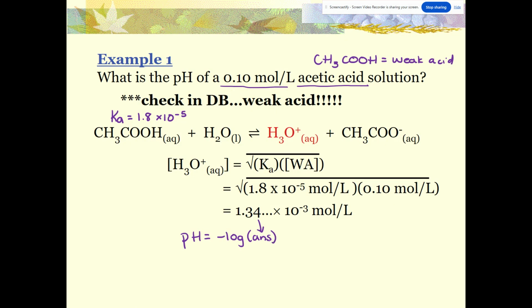So if I go 1.8 times 10 to the negative 5 times 0.10, square root that answer, then take the negative log of that answer, exactly as it is on my calculator. Actually hit the answer button, negative log of your answer. You get an answer of 2.87.